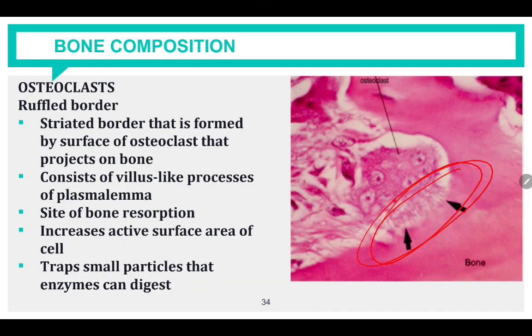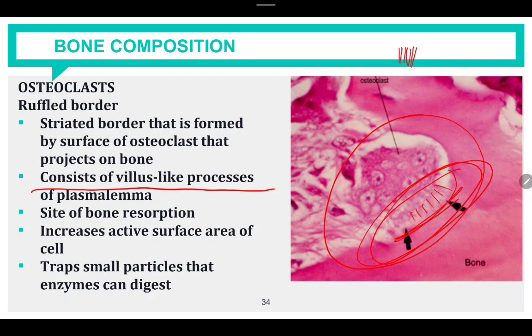And then, striated borders that is formed by the surface osteoclast that projects on bone and consists of villus-like processes of plasmalemma. Tandaan nyo, the plasmalemma is the plasma membrane, which is this one. Can you appreciate? Di ba ang villi, guys, maalala sa ating epithelium? Di ba ang villi para siyang cilia pero mas maliliit and then mas uniform? Ito siya. That is the villus-like processes of the plasmalemma. That's why sinabi dito na meron siyang ruffled border.